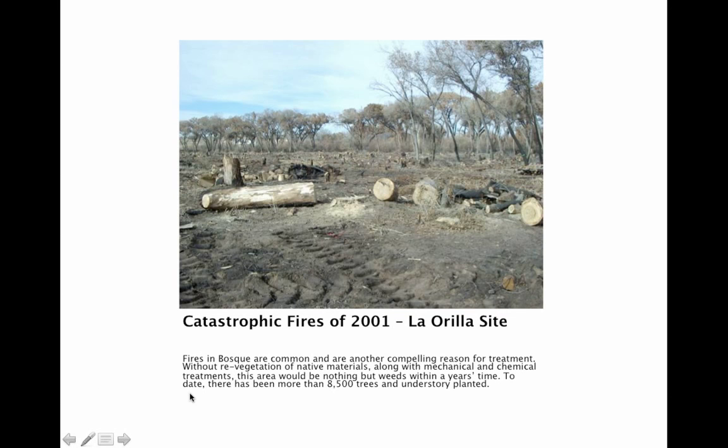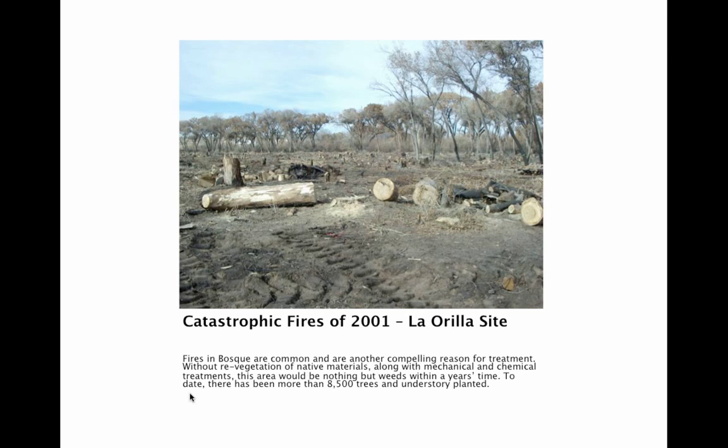In 2001, we had a series of really bad catastrophic fires in the Bosque that summer, and it really took a toll. There are only 5 bridges that connect Albuquerque from the west side to the east side. All those bridges were closed. People were evacuated. And this is one of the worst sites that you're seeing here, called the La Aurea site. It's another compelling reason why we also have to do restoration plantings and treatments.